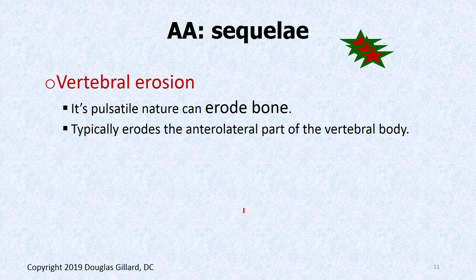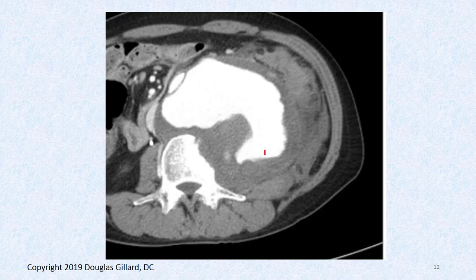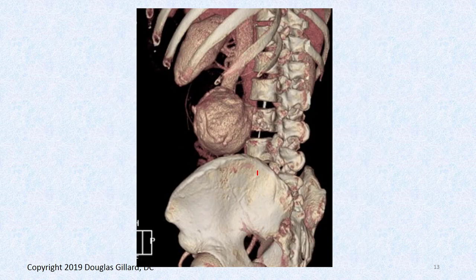What's another sequela of an abdominal aortic aneurysm? How about vertebral erosion? This is probably the least of our worries, but it is a pulsatile thing. Here's this gigantic aneurysm, right? Little tiny dissection. There's the true lumen. It's been pushed all over there. But look at how big this thing is. And it's taken a chunk out of this vertebra because of the pulsatile nature of this. There's a nice 3D reconstruction of a giant aortic aneurysm.